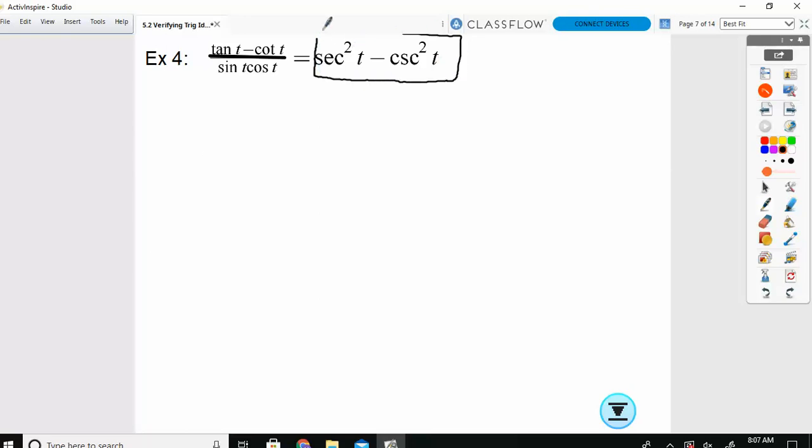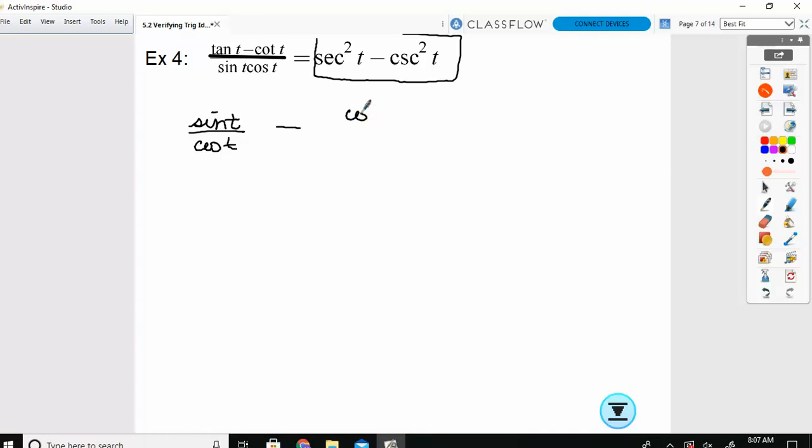Not necessarily a right or a wrong. That's why the work is your answer, because you might do it different ways. What do you want to do with the left? Okay. So tangent t is sine t over cosine t.